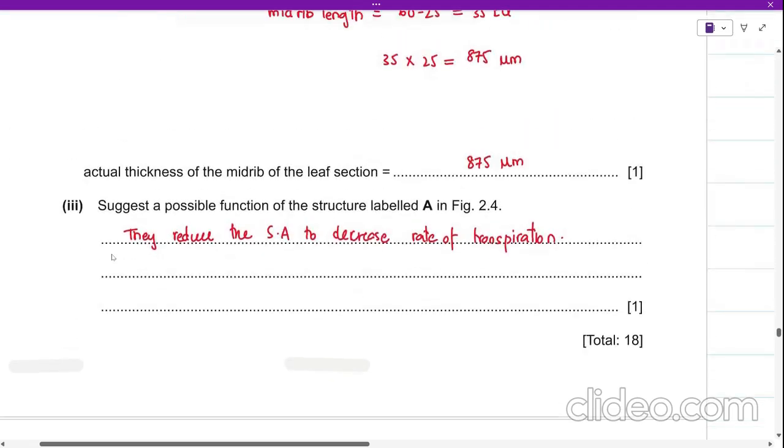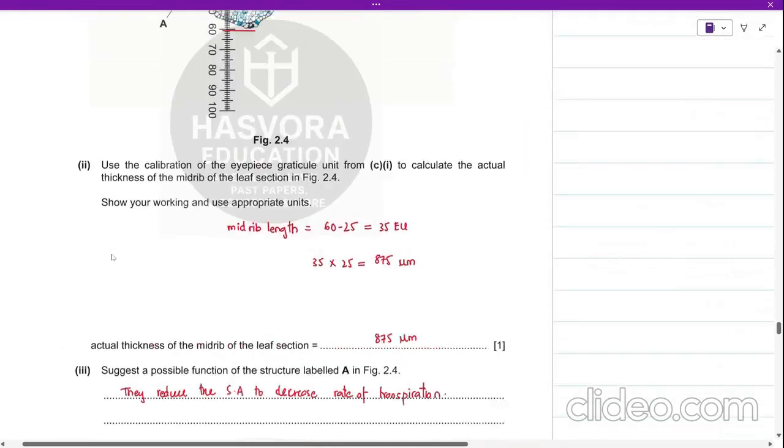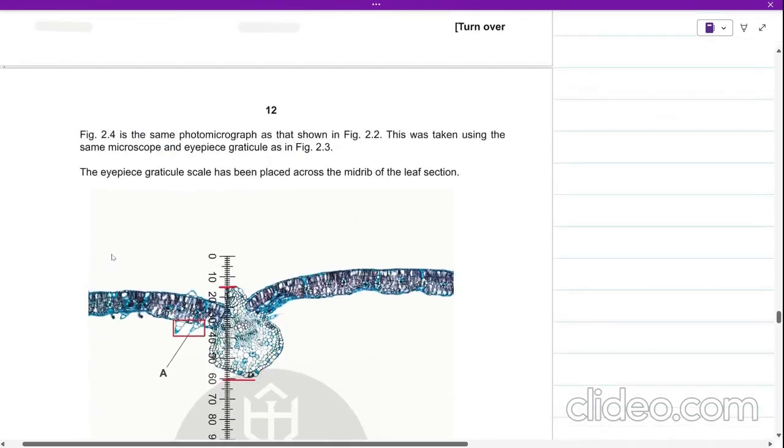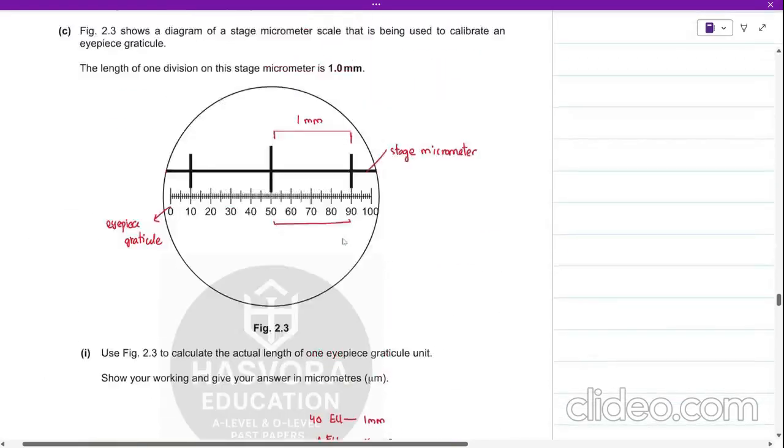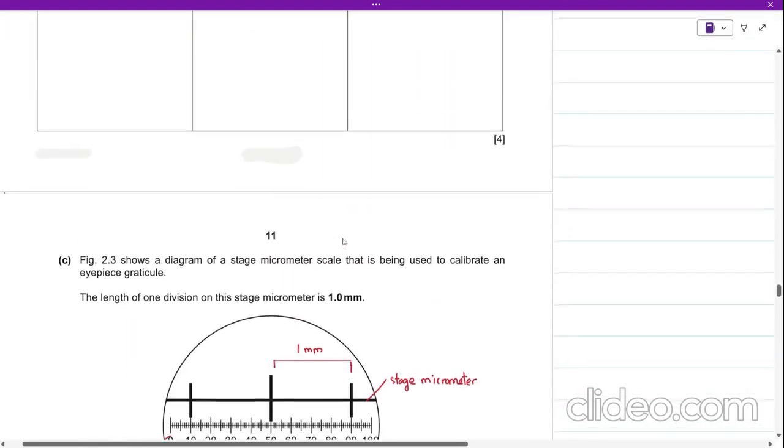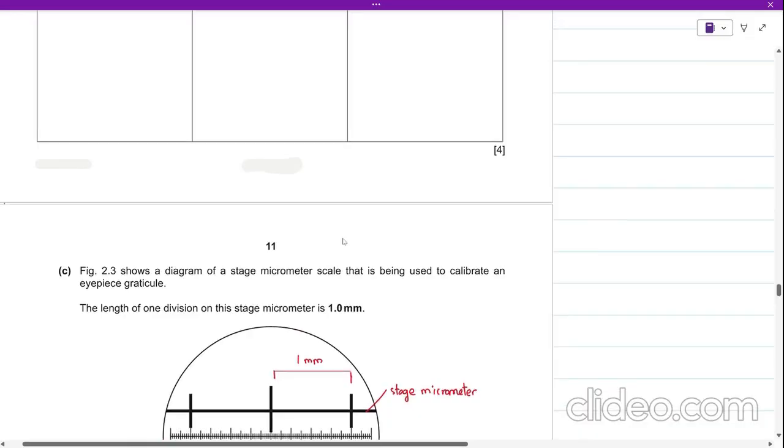The paper is finished, and this was what I was actually expecting for paper 34 of 2025. So this was the paper, and we have solved the full paper, one question from the enzymes and one from the microscopy section.